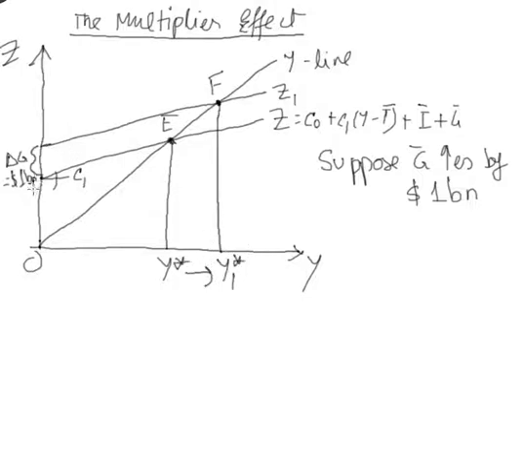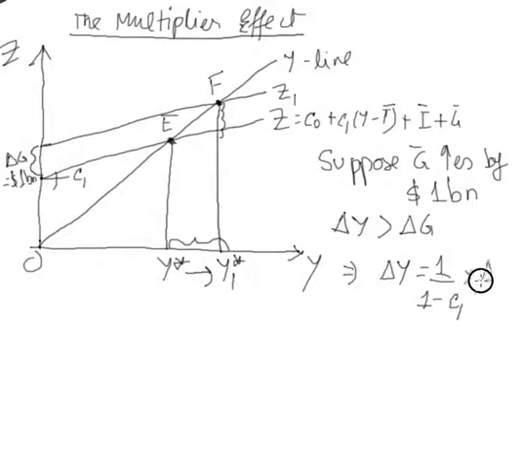So as G increases by 1 billion, this is the change in G, but this is the change in Y. Just by looking at it, you could tell that the change in Y is bigger than the change in G. By how much does Y change when G changes by delta G? Well, that is given by the multiplier. Delta Y is equal to 1 over 1 minus C1 times delta G.